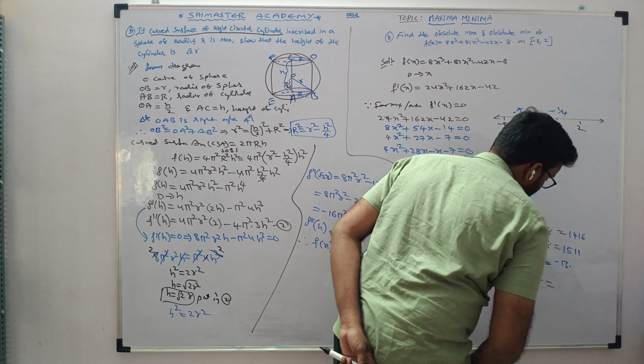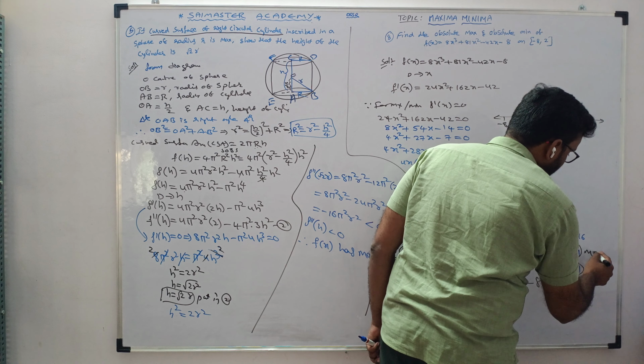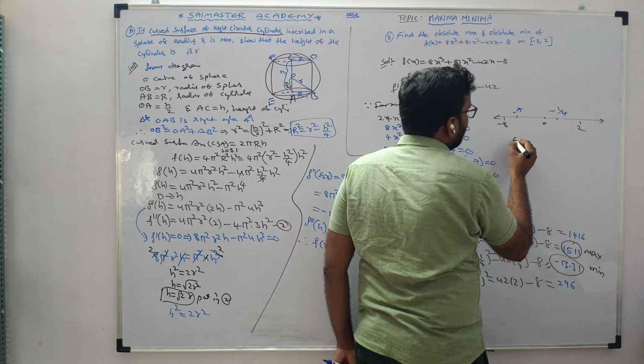If you observe, out of all these, this one is the minimum, a very small value, since it is negative. This is the absolute minimum, and from all these, the maximum value is this one only. So the absolute minimum is equal to minus 13.31. The absolute maximum value is equal to 1511. So this is the process to find the absolute minimum and absolute maximum of a function given with some boundaries.